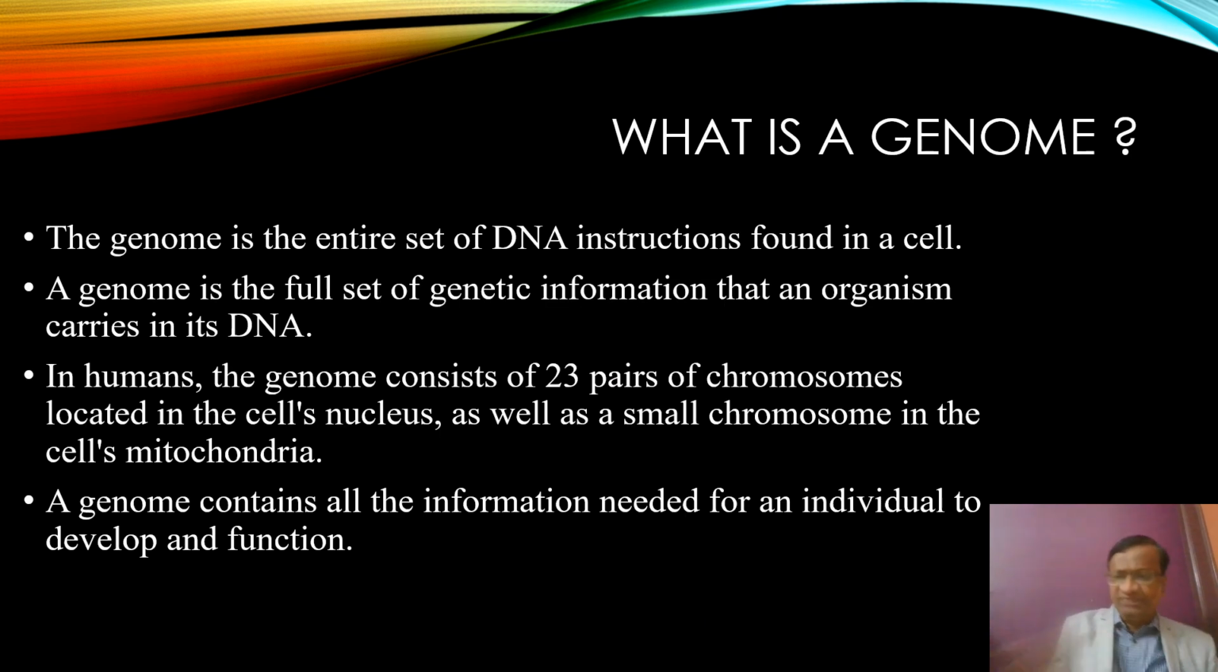Now we will go to the very basics. What is a genome? A genome is the entire set of DNA instructions found in a cell. It is the full set of genetic information that an organism carries. It consists of 23 pairs of chromosomes located in the cell's nucleus and a small chromosome in the mitochondria. So it is all the information that is needed for an individual to develop and function. For that, a genome contains all the instructions. That is what is called a genome.